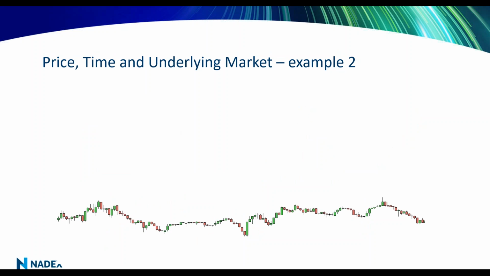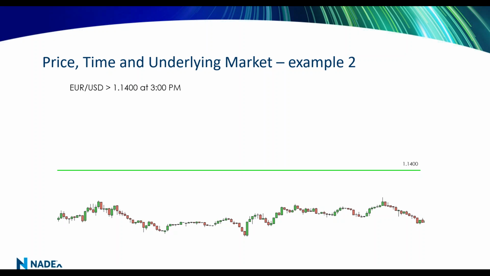Let's take a look at two stagnant markets, okay? The first one I'm going to show you is the same situation. We're looking at the euro versus the US dollar at 1.14 at 3 p.m. But here, it's not very volatile. The price is not swinging around, and in fact, it's almost pretty flat, and it consistently stays below 1.14.